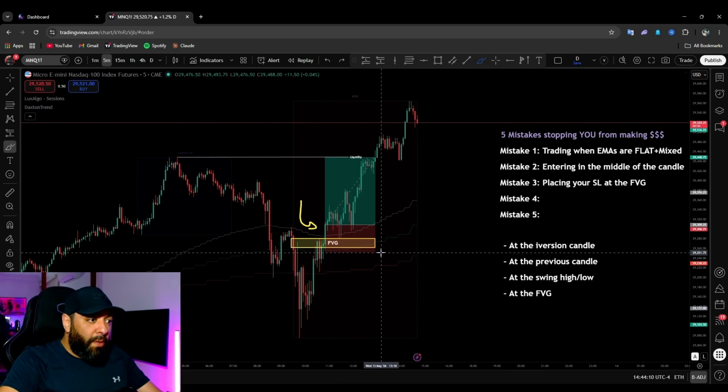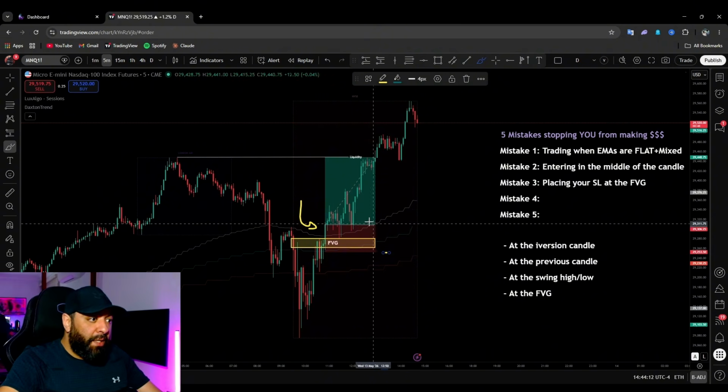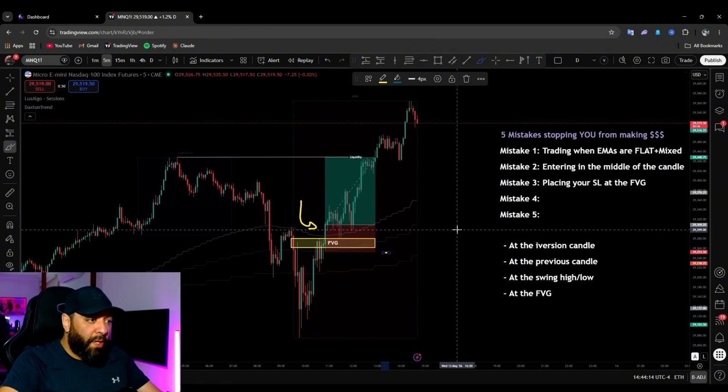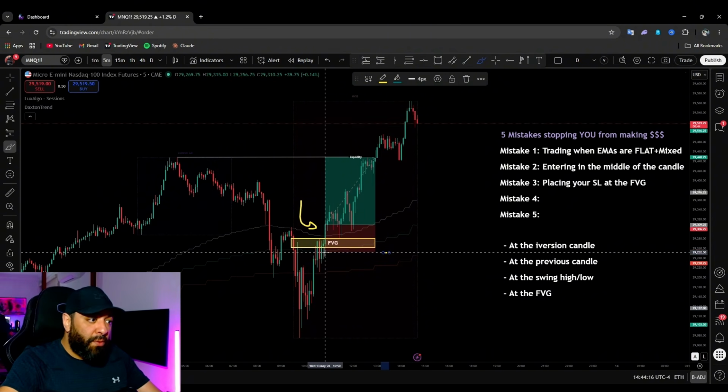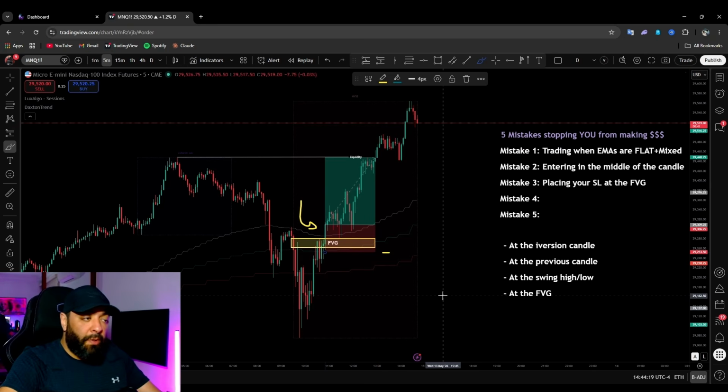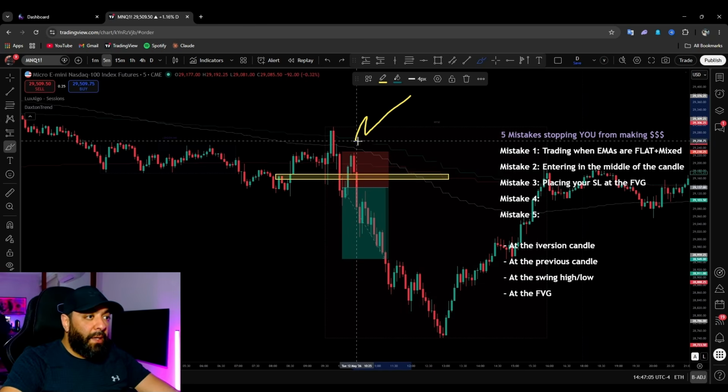So we are well protected by the FVG and also by the inversion candle. If the price comes back to this point, the setup will no longer be valid. You can see that I did the same thing here. This was a trade from yesterday.